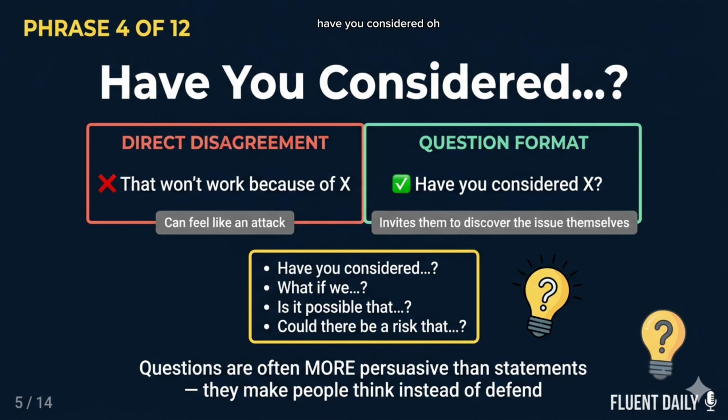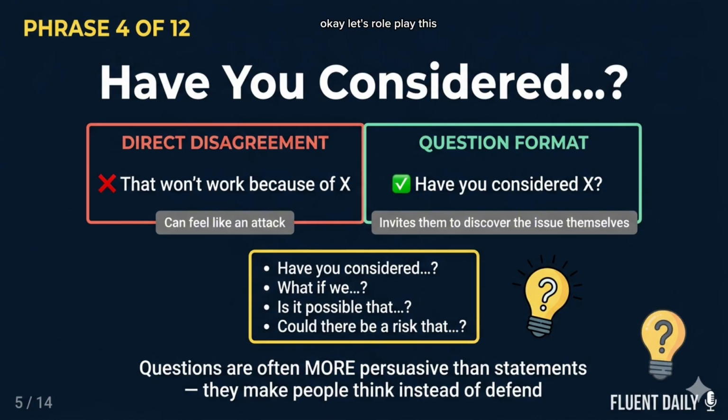Have you considered? Oh, this is arguably one of the most elegant ways to disagree in the English language. Because it literally does not look like a disagreement. How so? Well, instead of saying, I disagree because of this specific problem, you ask a question that introduces the problem. You let the other person arrive at the roadblock themselves.